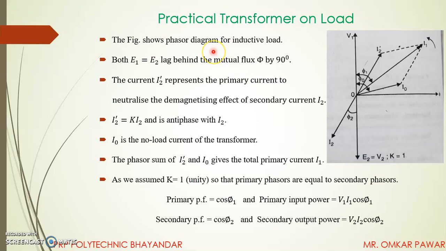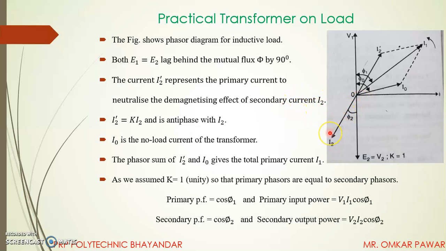So this is a phasor diagram for inductive load, where I2 lags the voltage E2 or V2 by some angle phi. Both E1 and E2 lag behind the mutual flux by 90 degrees. E1, E2 and V2 lag behind the mutual flux by 90 degrees. So the current I2 dash represents the primary current to neutralize the demagnetizing effect of secondary current I2.